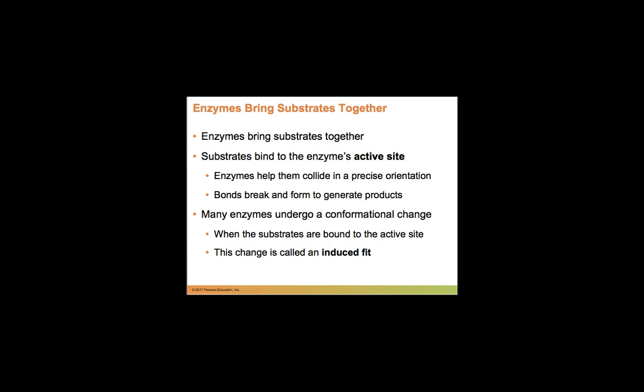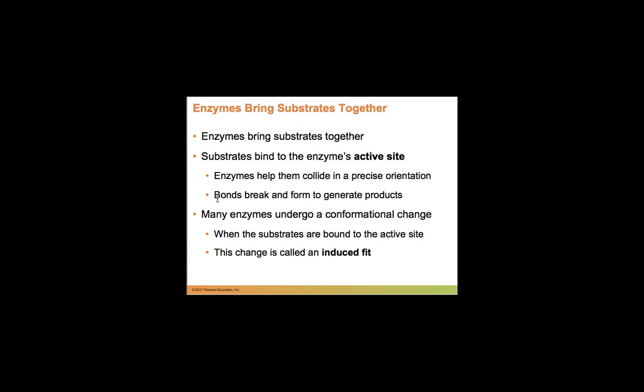So our enzymes are going to bring substrates together. Substrates are going to bind to an enzyme's active site. So an enzyme is going to have this little pocket called your active site. Your active site may have different amino acid tags or different sort of sugar tags that a substrate will recognize and bind to. So your enzyme will bring substrates together. Your enzyme has an active site. Substrate will bind to the enzyme's active site. Bonds will break and form to generate products at that point.